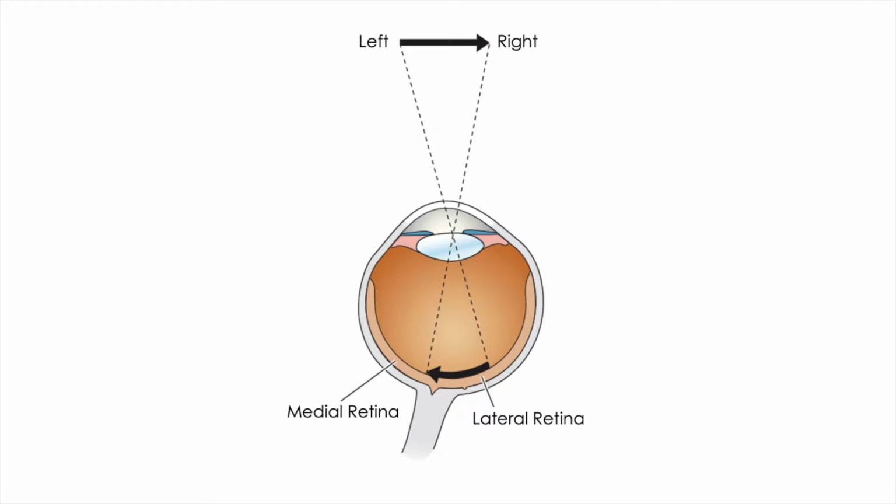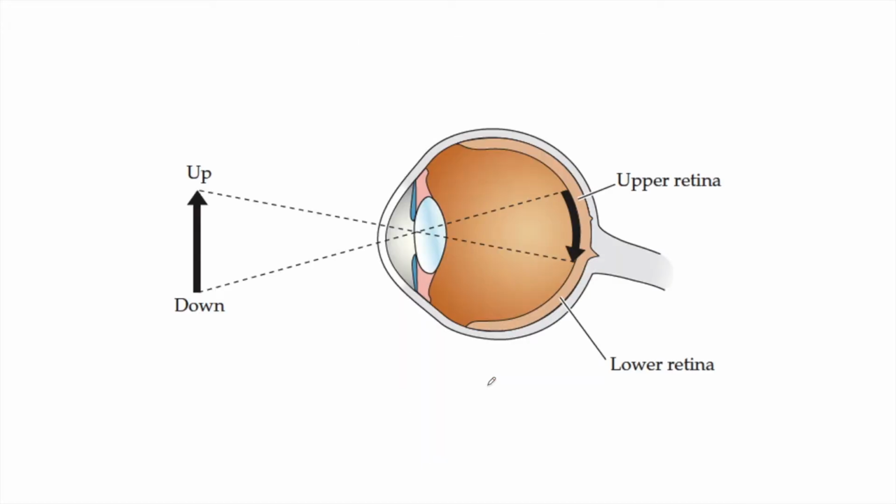So, light coming in from the right side of the visual field goes to the left side of the retina, and light from the left visual field goes to the right side of the retina. This applies to up and down as well. The lower visual field ends up on the upper retina, and upper visual field goes to the lower retina.